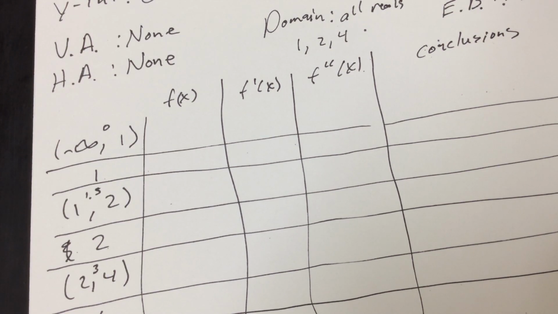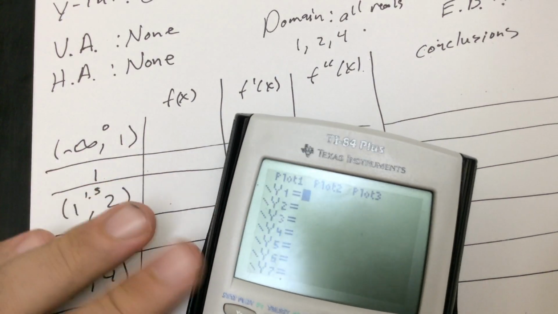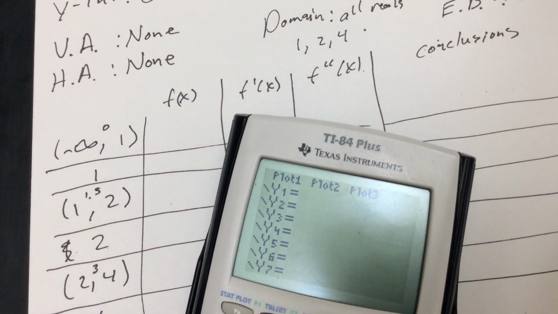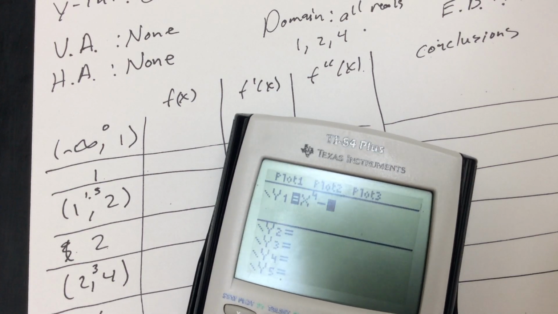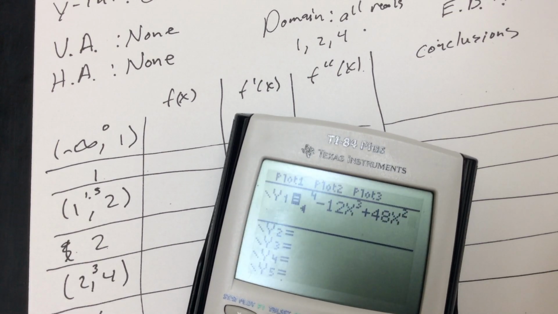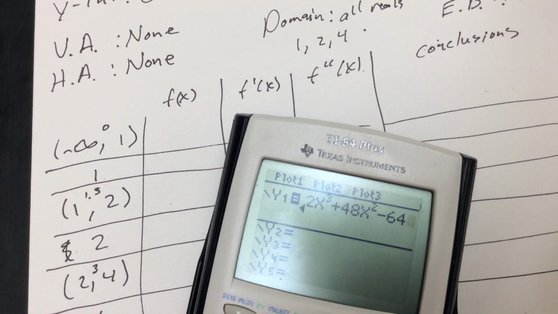All right, so again, I'm going to clear out my y equals. So my first one was x raised to the fourth minus 12x raised to the third plus 48x squared minus 64x.